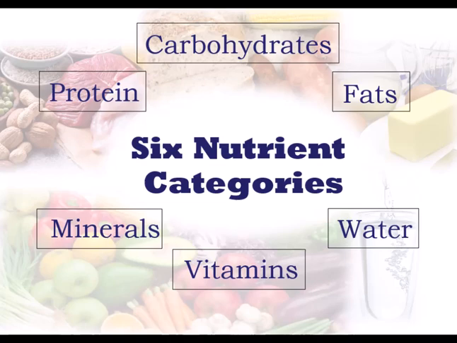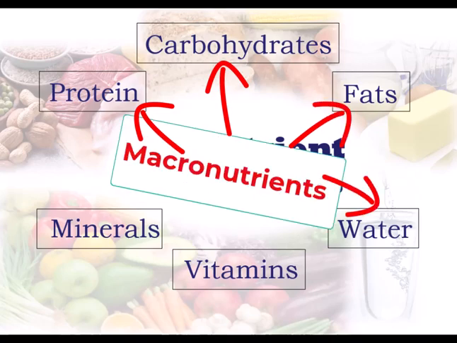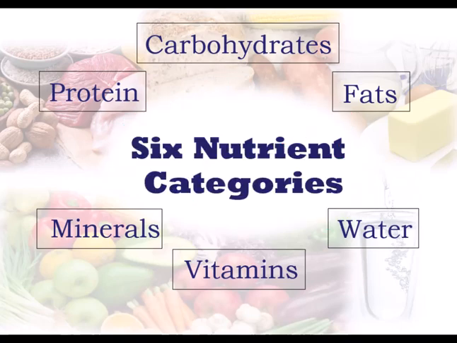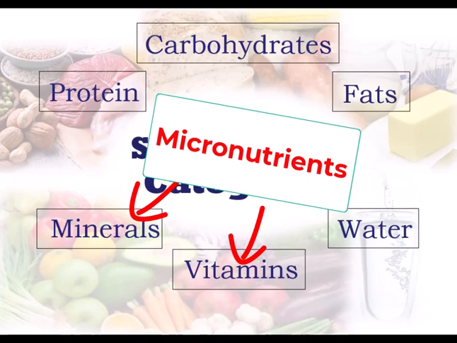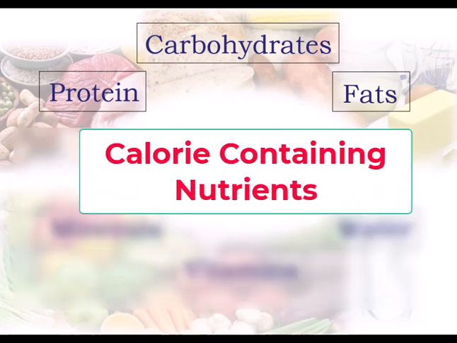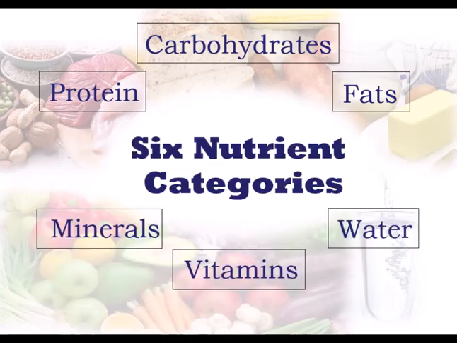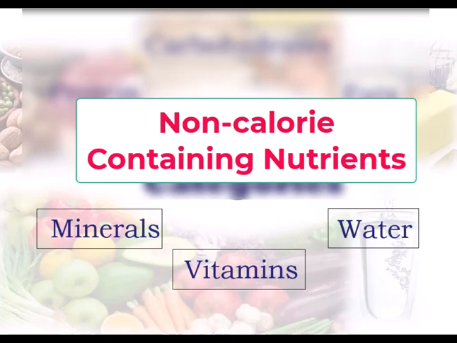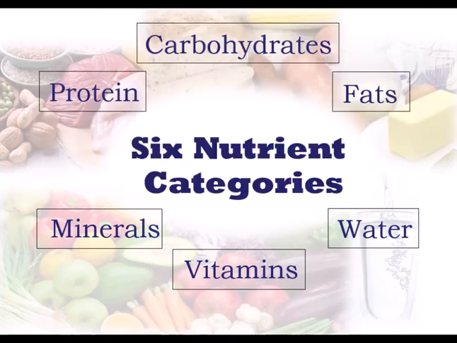There are 6 categories of nutrients. Proteins, carbohydrates, fats, and water are considered macronutrients. You need to consume them in large amounts. Vitamins and minerals are considered micronutrients. Proteins, fats, and carbs are calorie-containing nutrients, while water, vitamins, and minerals do not contain calories. We're going to explore each of these nutrients in separate videos.